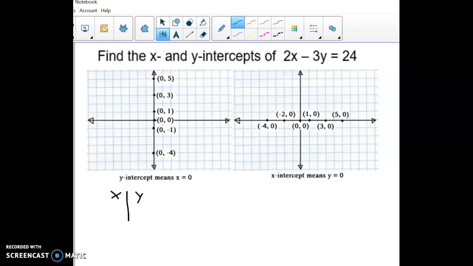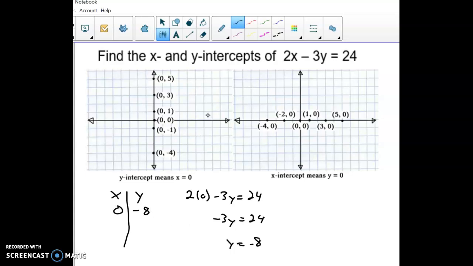All right, so a y-intercept means x is 0. All of these points on the y-axis have an x of 0. So we're going to do a point that's x 0, y something. And so to figure out what y is, we just plug it in. So I'm going to do 2 times 0 for x minus 3y equals 24. All right, and then that's just a 0, so we get negative 3y equals 24. Divide by negative 3, and you get negative 8.